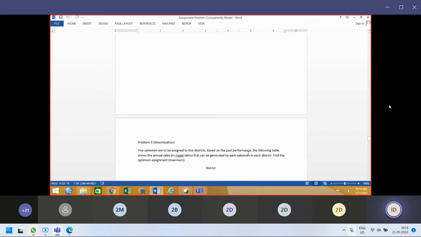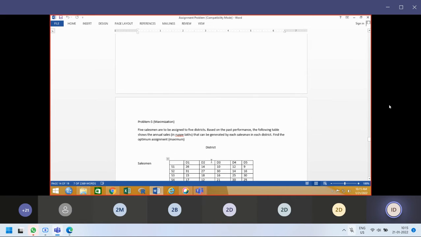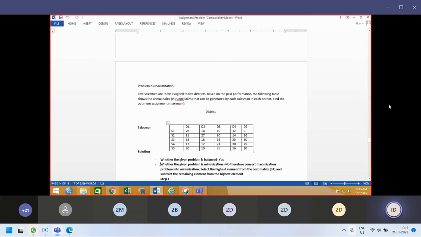Based on the past performance of salesmen, the following table shows the annual sales in rupees per lakh that can be generated by each salesman in each district. Find the optimum assignment, that is maximum, right? Here the word given is maximum. So in the solution, first consider whether the given problem is balanced. Yes, it is a balanced one.